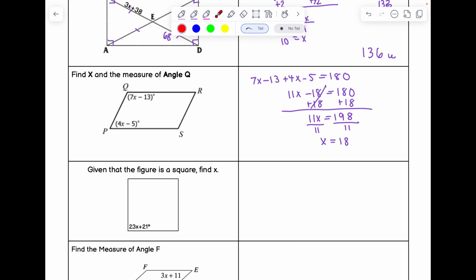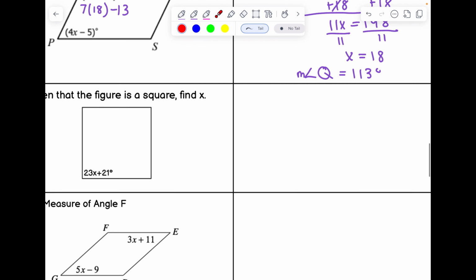Now we want to find the measure of angle Q. So we just need to plug in 18 right here. 7 times 18 minus 13. And put that in our calculator. 7 times 18 minus 13. And we get 113. Angle Q, the measure of angle Q is 113 degrees.